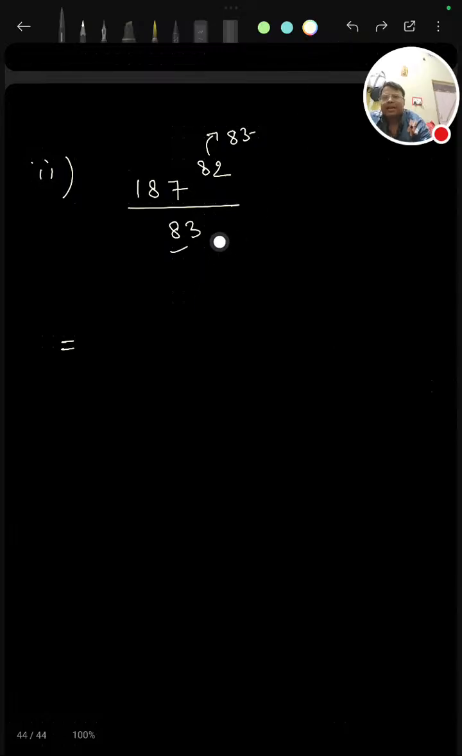So you can see that Fermat's theorem is applied. According to Fermat's theorem, it has remainder 1. That's all. Okay, so it is very simple. Just apply Fermat's theorem and get the answer.